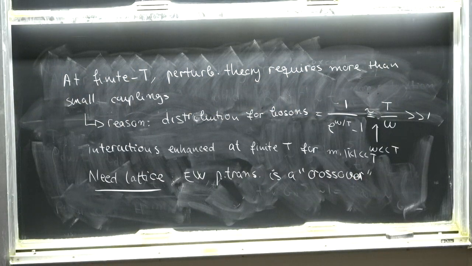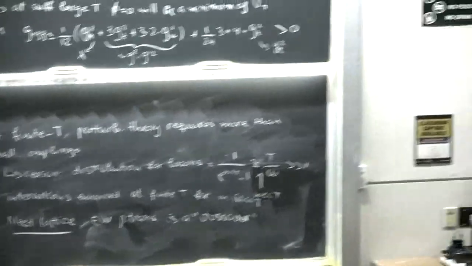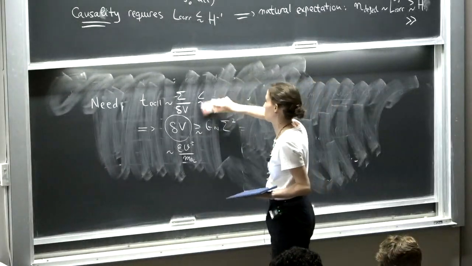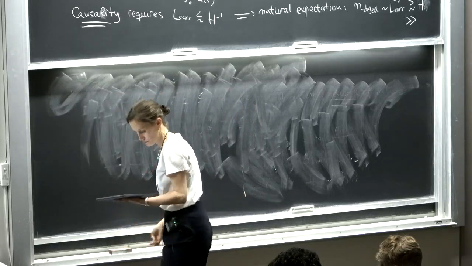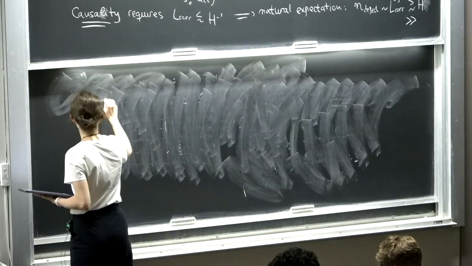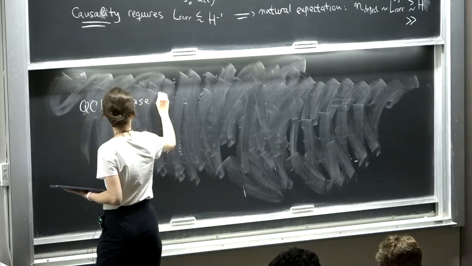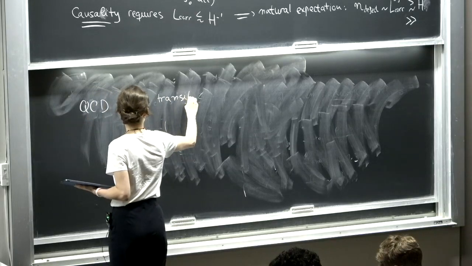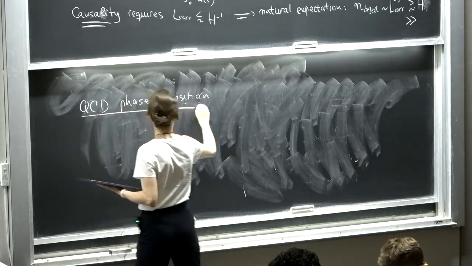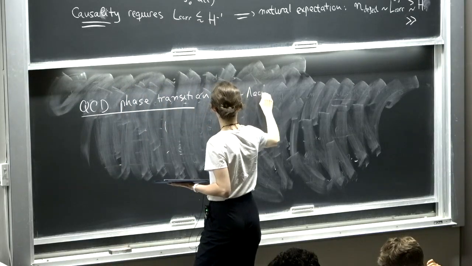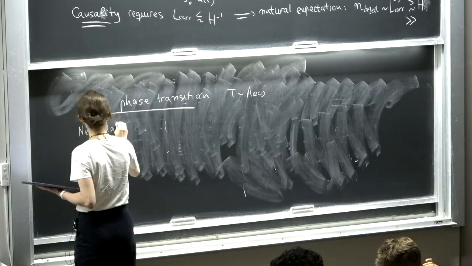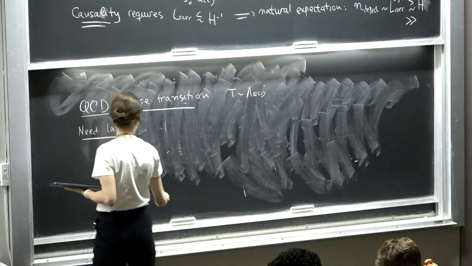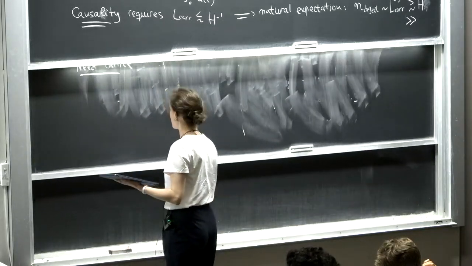And just for completeness, let me comment on what happens with the other phase transition that we know also happens in the standard model, which is the deconfinement transition of QCD. So this is something that happens at temperatures of order the QCD scale, okay? And we also need the lattice, obviously. And from the lattice, we find the following thing. Some of you may actually have seen this plot.